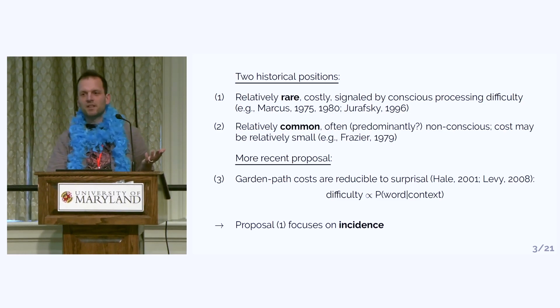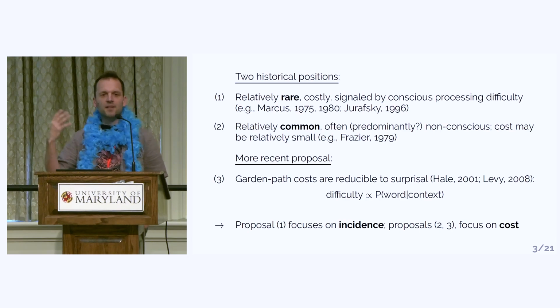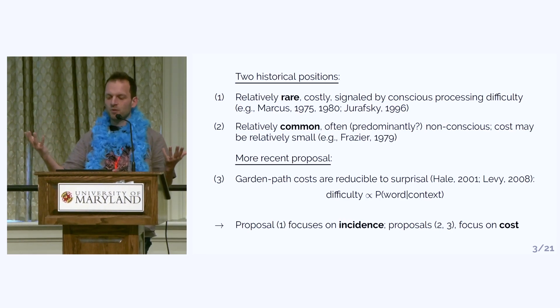Okay, so proposal one focuses mostly on, I would say, incidence, right? How likely is it that garden pathing actually occurs? And the other two proposals focus mainly on cost, right? It happens all the time, but how costly is it?